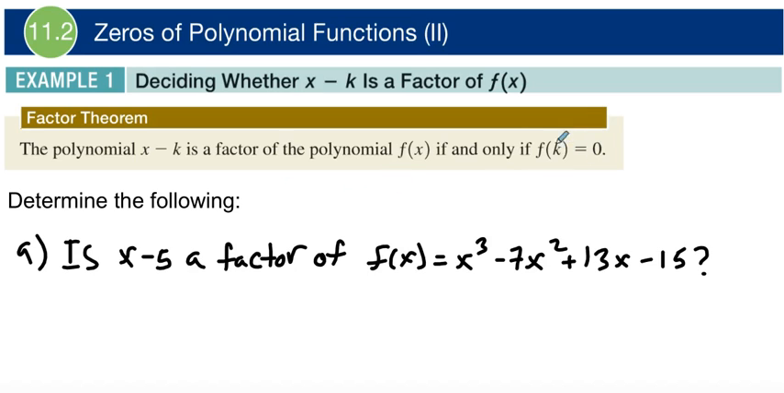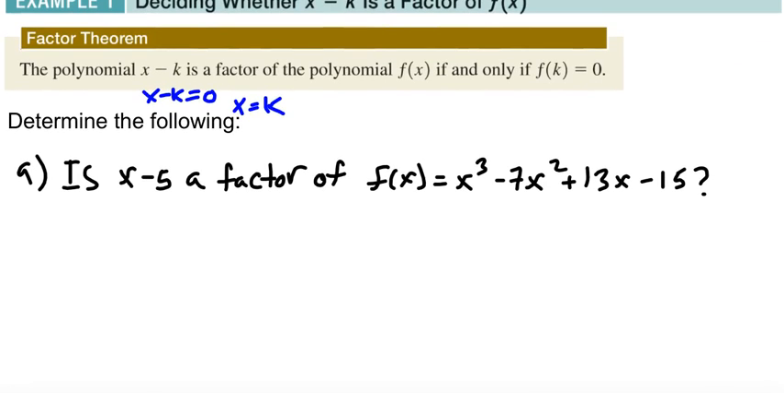Okay, so the way that you get k is you take your factor x minus k, and you set it equal to 0. Then you solve for x by adding k. So x equals k. So that's where they get the k from. And if your remainder is 0, bam, then we know that it is a factor. So we're just going to use what we used from last section, which was synthetic division, to do this. Okay, so let's go ahead and give it a shot here.